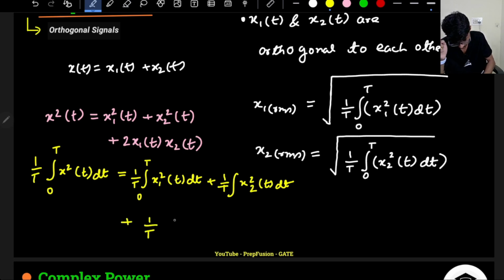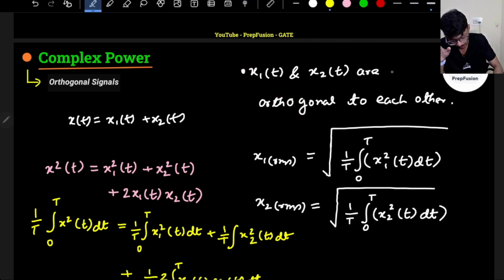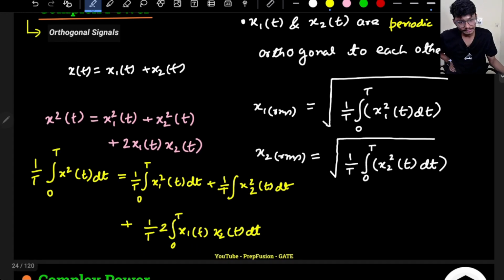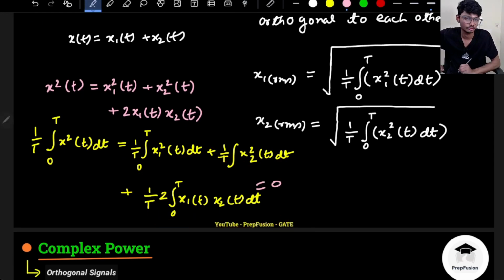Plus 1 by T of integration, this 2 can come outside, x1 of t into x2 of t dt. Now of course I have told you the initial assumption: x1 and x2 of t are orthogonal signals, which are also periodic. So if that is the case, then what can I comment? I can comment that this whole thing will be 0 because they are orthogonal.